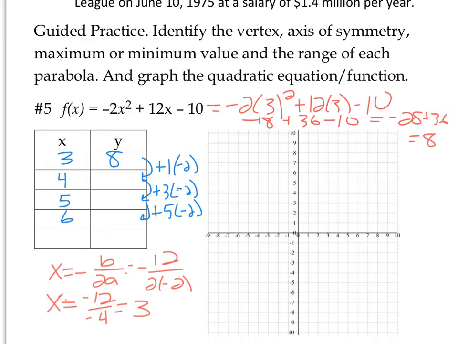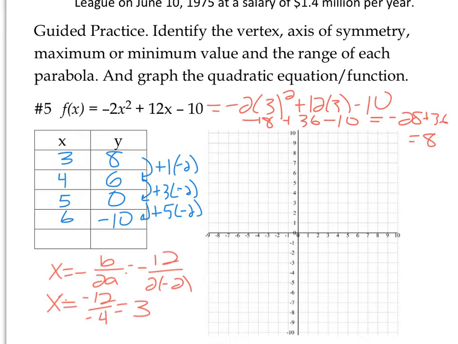So when I put in a 3, I'd get 8. Then I'd have plus 1 times negative 2, so that's plus negative 2. Then minus 6, and then minus 10. Okay, pretty straightforward. I didn't have to plug numbers in, square them, multiply, do all those things. I added negative 2, negative 6, and negative 10 through my y values. And now I could graph those.